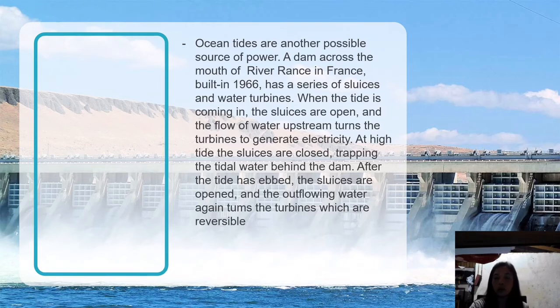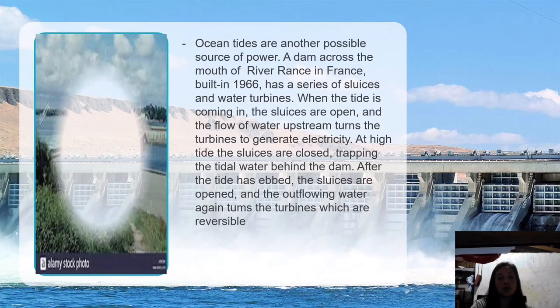A dam across the mouth of the River Rance in France, built in 1966, has a series of sluices and water turbines. When the tide is coming in, the sluices are open and the flow of water upstream turns the turbines to generate electricity. At high tide, the sluices are closed, trapping the tidal water behind the dam. After the tide has ebbed, the sluices are opened and the outflowing water again turns the turbines, which are reversible.